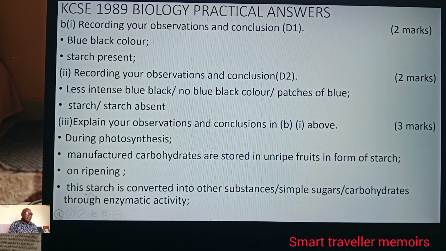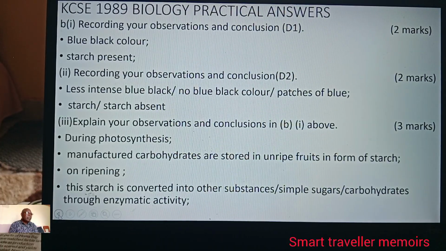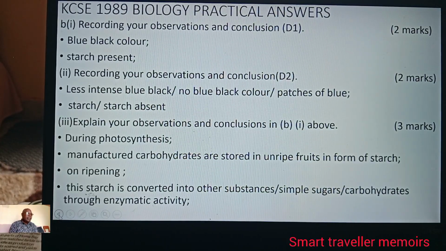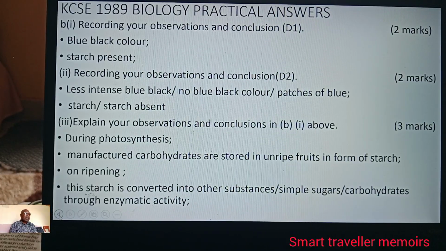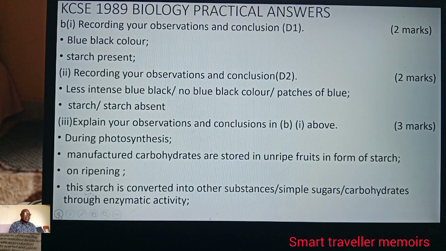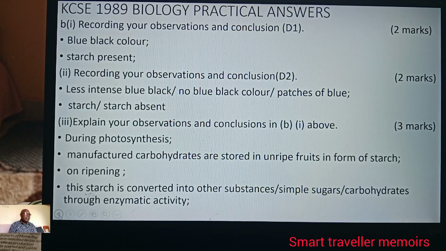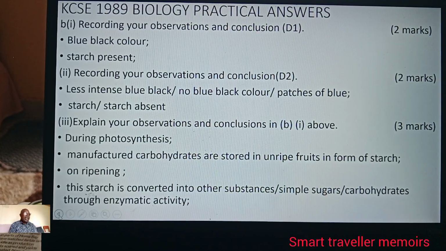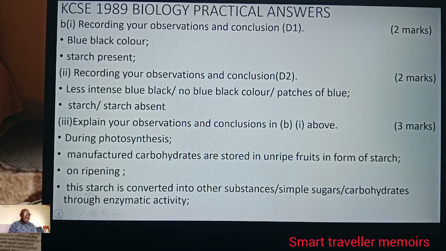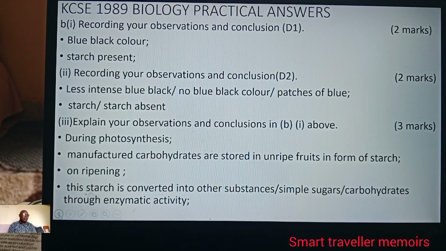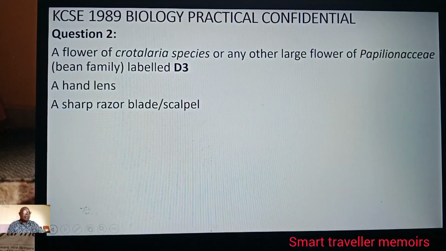Explain your observations and conclusions in B1 above, and you say the following. During photosynthesis, you get a tick. Manufactured carbohydrates are stored in unripe fruits in the form of starch, a tick. On ripening, tick, this starch is converted into other substances, or you can say simple sugars or carbohydrates, through enzymatic activity, a tick. So 4, maximum 3.